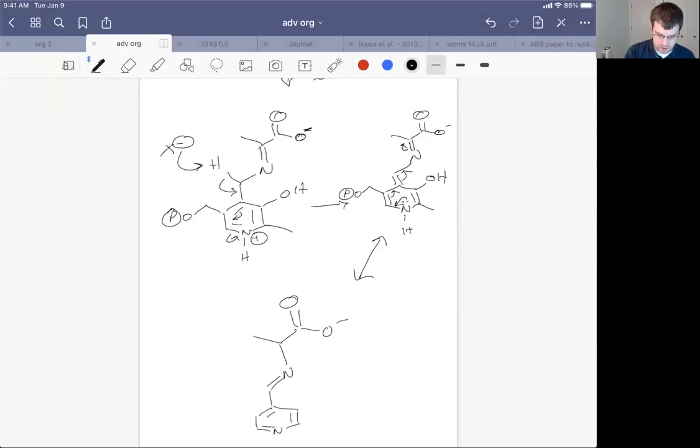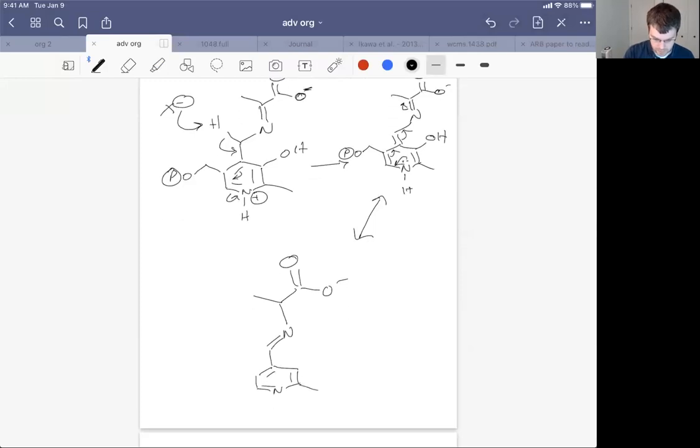But the pyridine is now aromatic again in this resonance depiction, but it's just positively charged. So we have a big negative charge at this alpha position. Well, here's where the enzyme that holds on to our PLP cofactor comes in. It turns out PLP doesn't do its job unless it's inside of an enzyme.